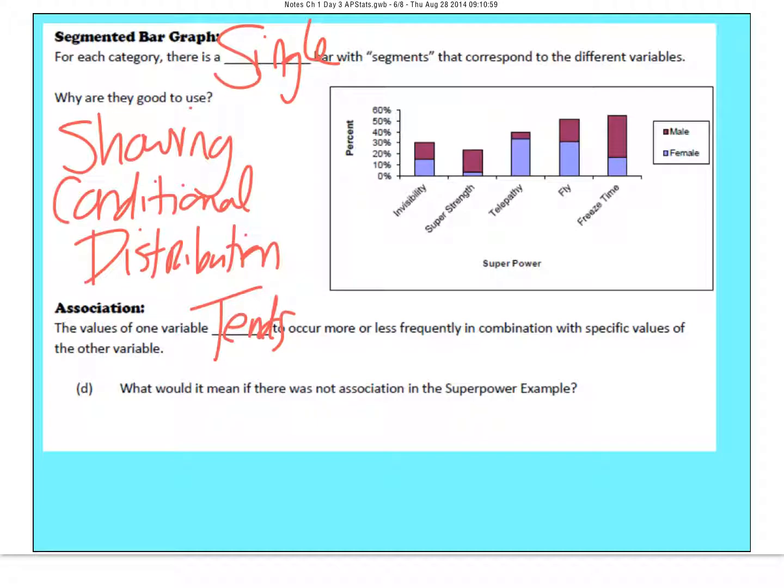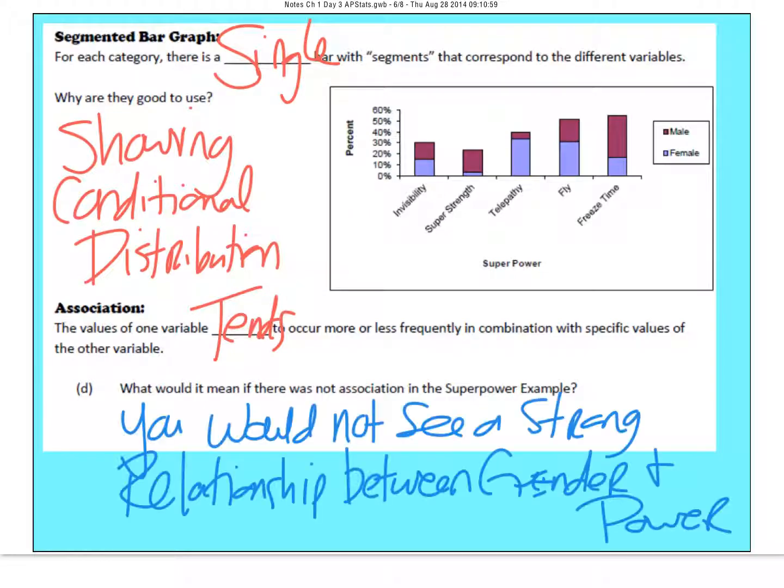So a question here, what would it mean if there is not an association in this superpower example? One thing that could mean is that you would not see a strong relationship among the values of the variables. That is, you wouldn't see a strong relationship between gender and power. Because you might be asked, looking at a particular table or graph, is there an association? And we already talked about earlier that we thought there was an association between gender, in that flying and freeze time were more popular with those particular genders.